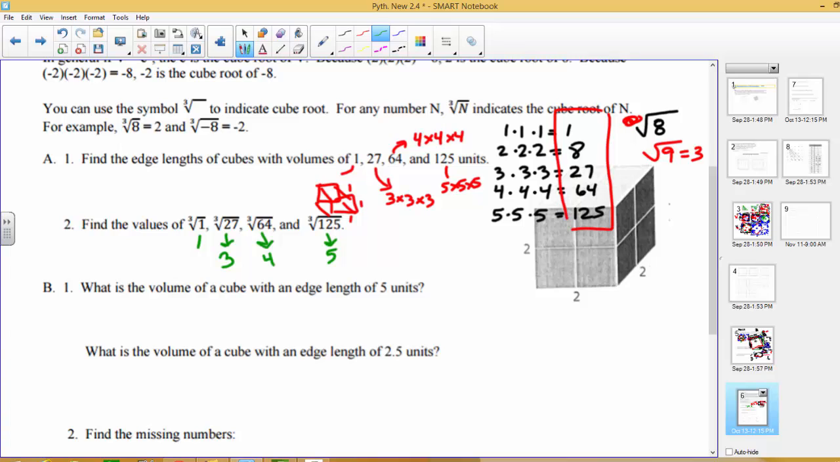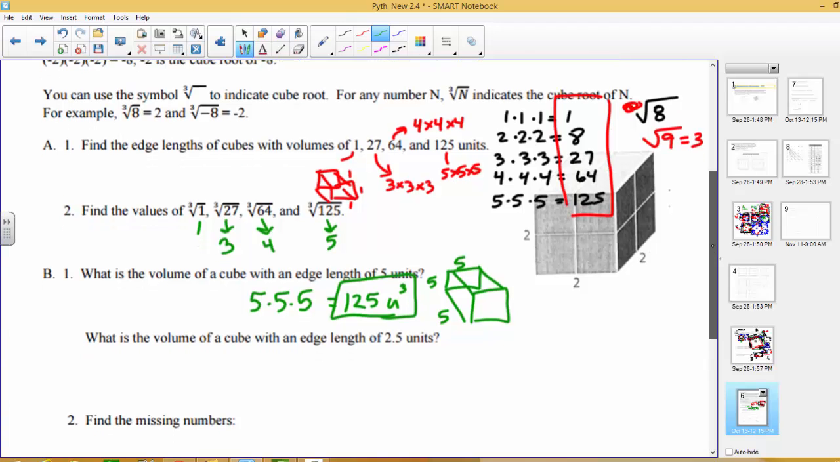Next, it says, what is the volume of a cube with an edge length of 5 units? So, if every single side length is 5, you would do 5 times 5 times 5, and you would get 125 units cubed, because it's 3-dimensional now. Area is always units squared. Volume is always units cubed.